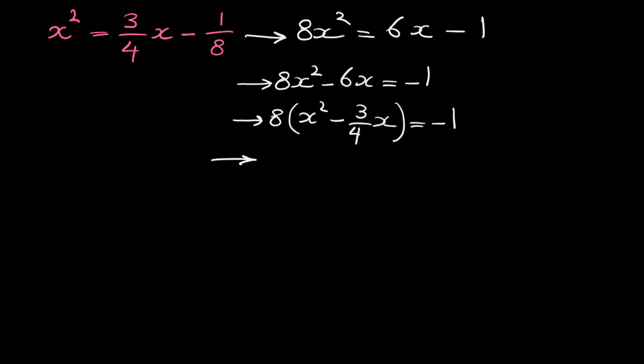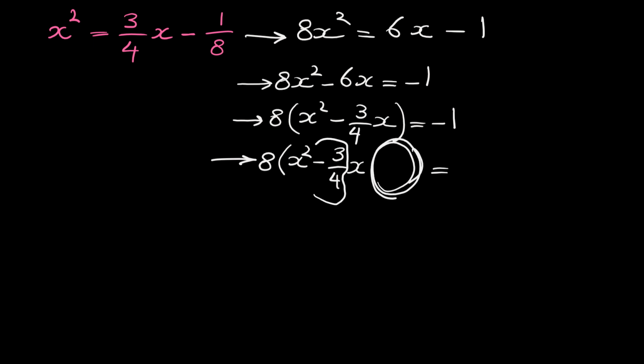Now is the most important step. What was that step? Adding something to both sides. x to the 2 minus 3 over 4x. What number do we have to add? Remember, a square of half of this number. What is half of negative 3 over 4? Half of negative 3 over 4 is negative 3 over 8.